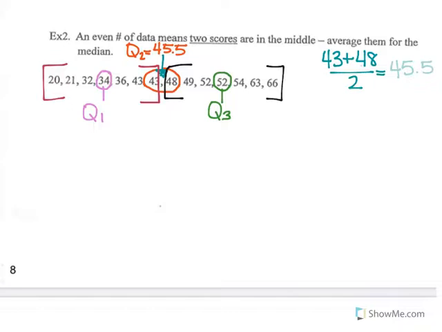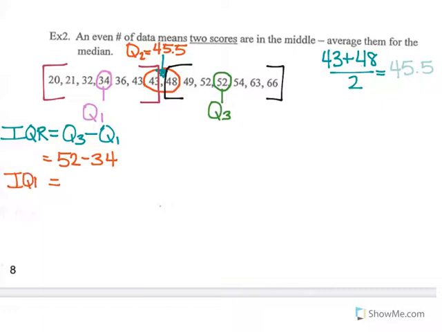We need to figure out what is our interquartile range. And again, to find the interquartile range, you're going to take your largest quartile, Q3, and subtract your smallest quartile, Q1. So those numbers are going to be 52 minus 34, and our interquartile range is going to be 18.